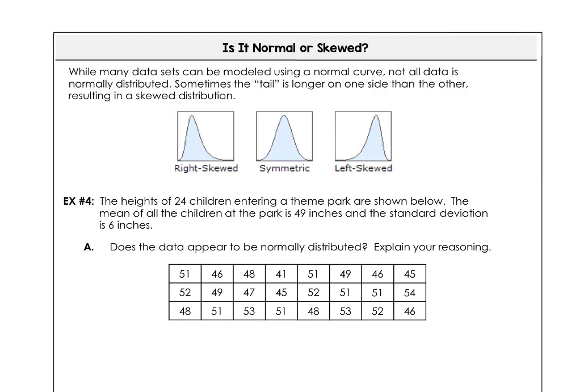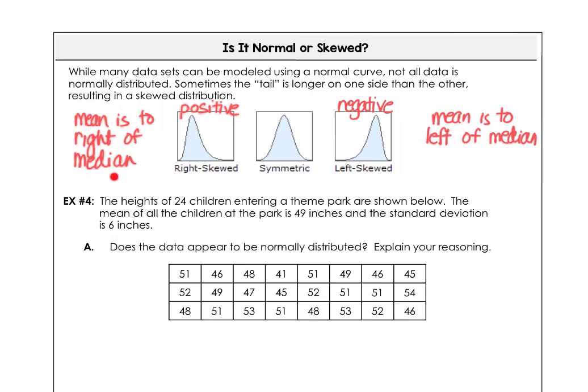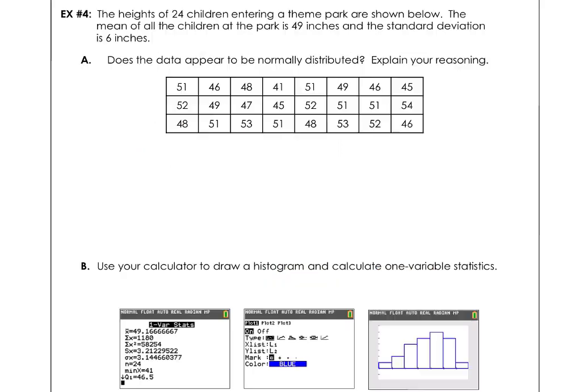You might want to write that down in your notes. Something like this: the mean is to the right of the median, and the mean is to the left of the median. In example 4, the heights of 24 children entering a theme park are shown. The mean of all the children at the park is 49 inches, and the standard deviation is 6 inches. We want to see if the data appears to be normally distributed, and then explain our reasoning.